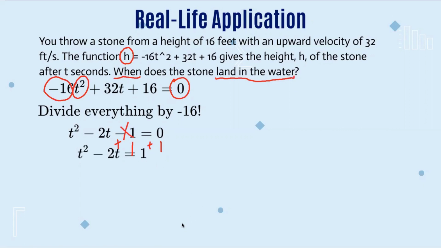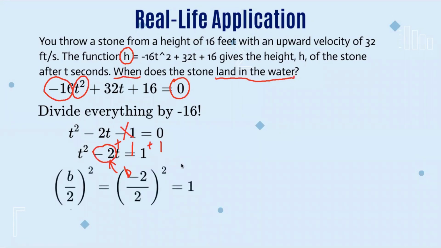And now you can find your c value by taking half of your b value, in this case negative 2, and then squaring it. So it would be b over 2 squared. Your b value again is negative 2, so you would have negative 2 divided by 2 squared. That would just be negative 1 squared, which would just equal positive 1. And now you can add it to both sides of your equation. You would have t squared minus 2t plus 1 equals 1 plus 1.